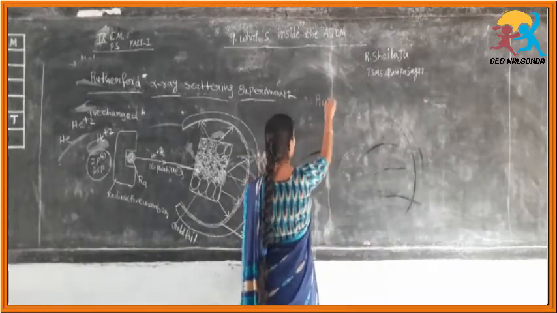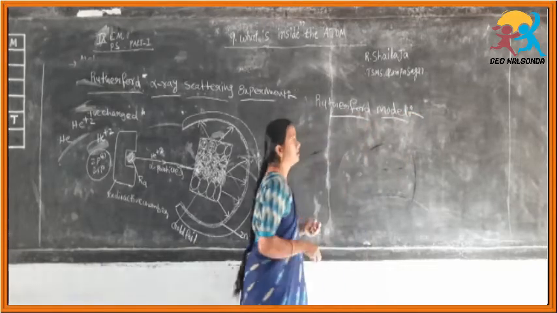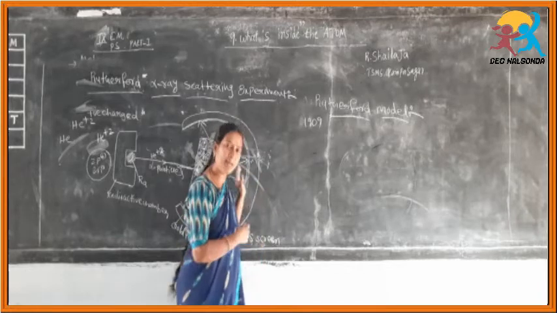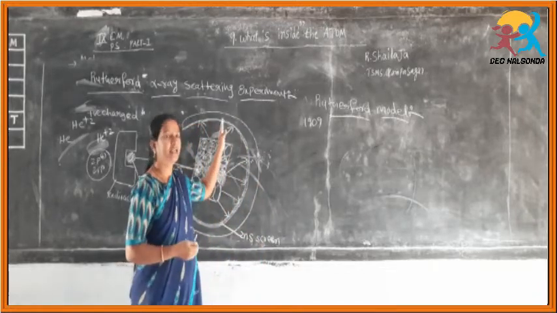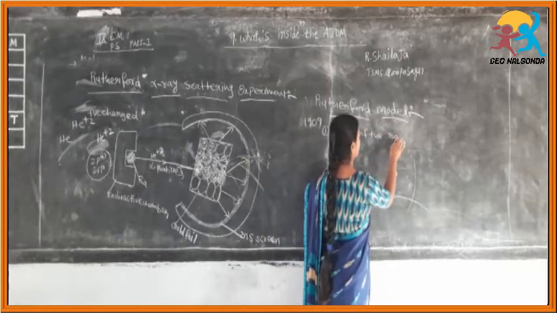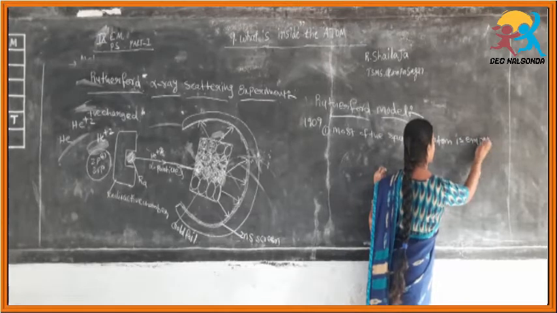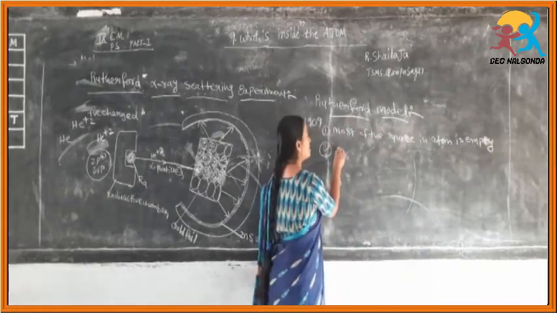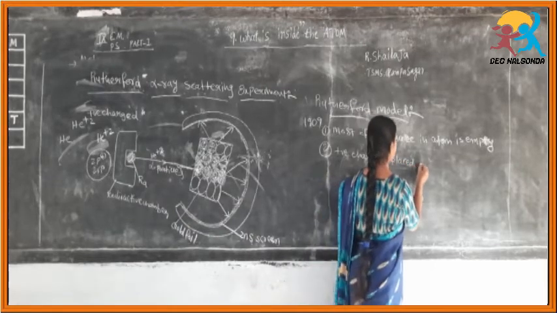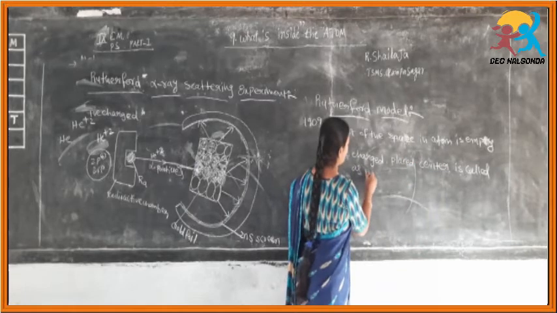So Rutherford proposed in 1909. Rutherford proposed the atomic model after doing the alpha ray scattering experiment. Most of the space in the atom is empty. And the positive charged particle placed at the center is called the nucleus.